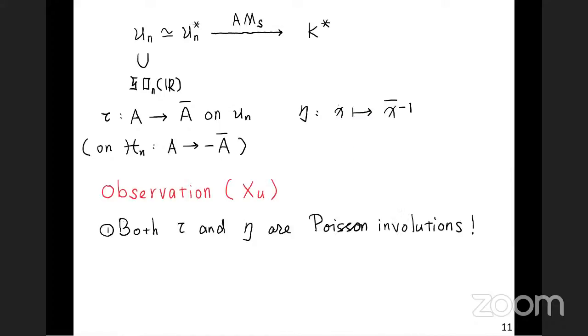And Xiaomeng has the following observation. Tau, iota and eta are all Poisson involutions for this Poisson manifold.